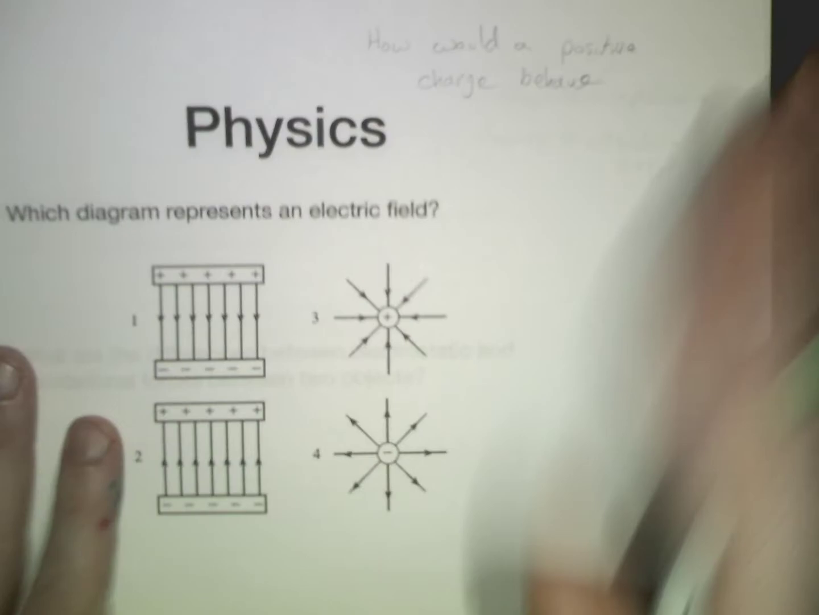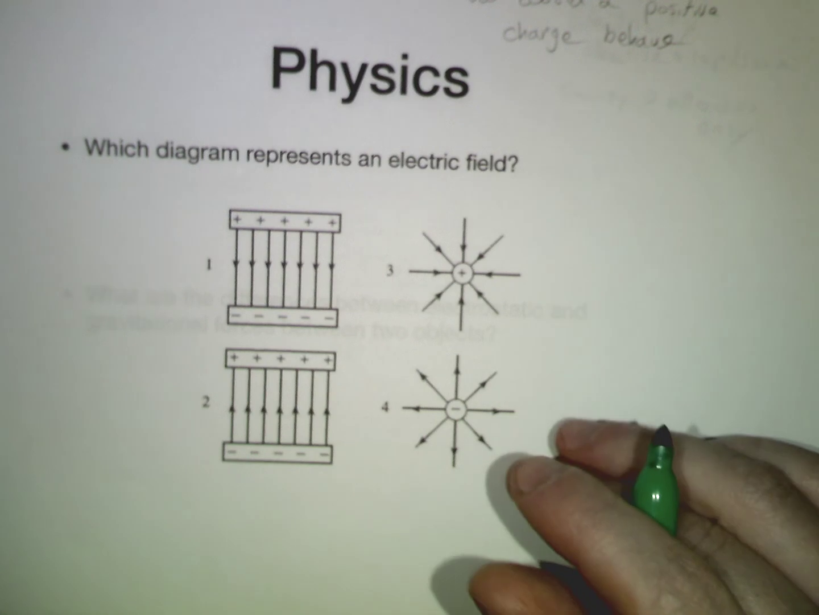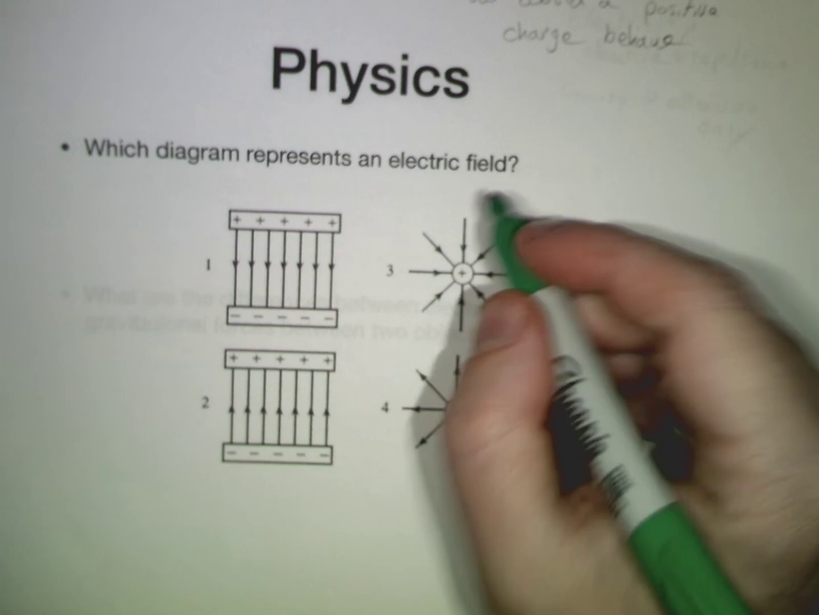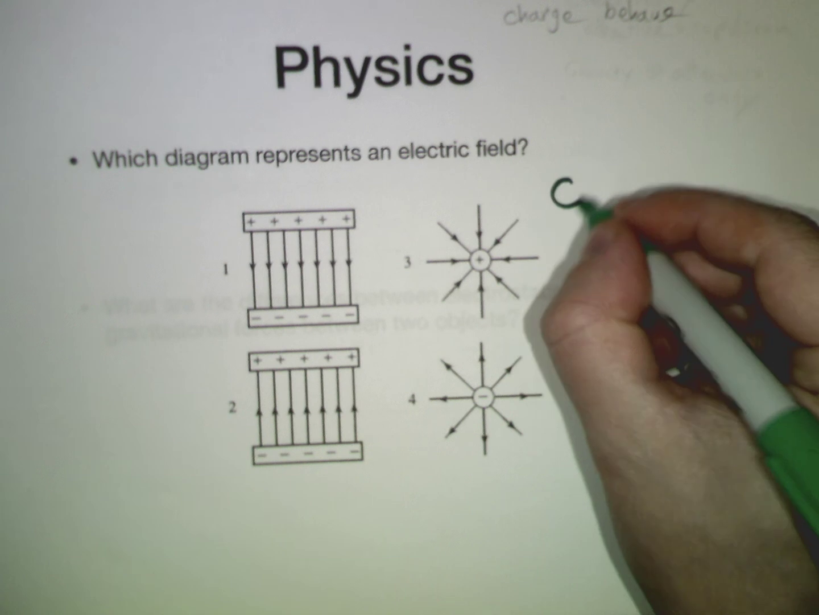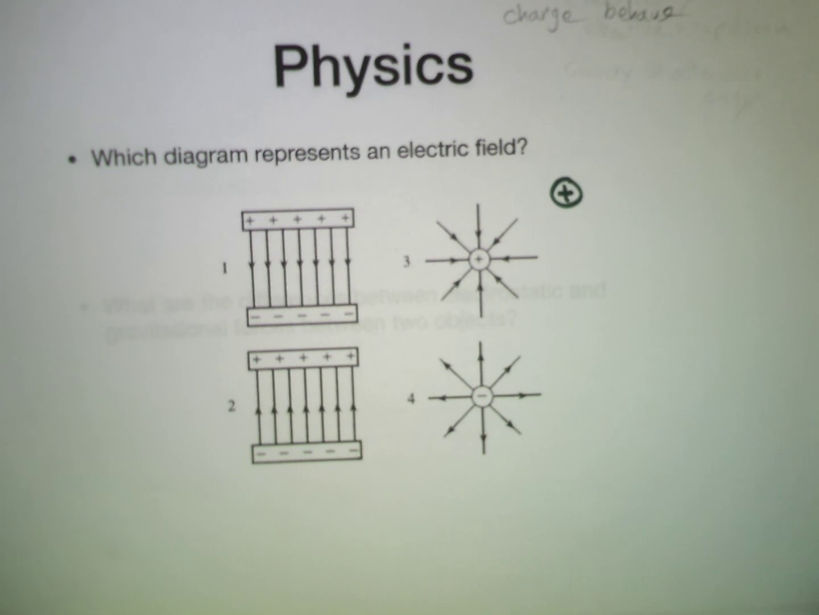Which diagram represents an electric field? The question is, when you're looking at an electric field, the electric field lines represent how a positive charge would behave. Not a negative, it's always a positive. How would a positive charge behave? So which one is correct?